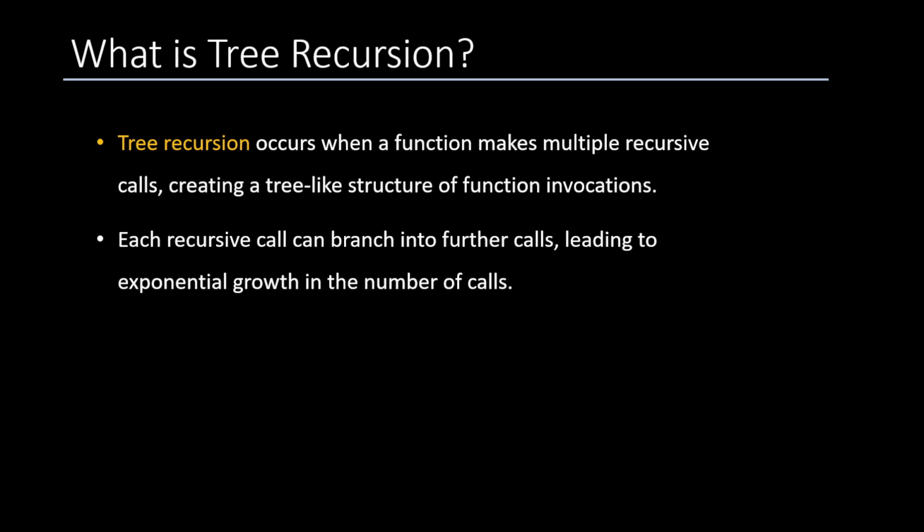Imagine a scenario where a function needs to call itself not just once, but twice or more times within its own body. This creates multiple paths of execution, each potentially leading to more recursive calls. Tree recursion is especially useful in problems where the solution involves multiple smaller independent subproblems. By breaking the problem into these manageable pieces, we can solve it step by step and then combine the results.